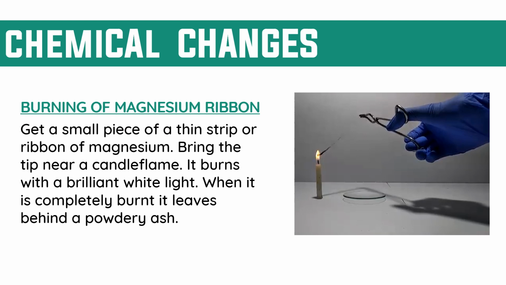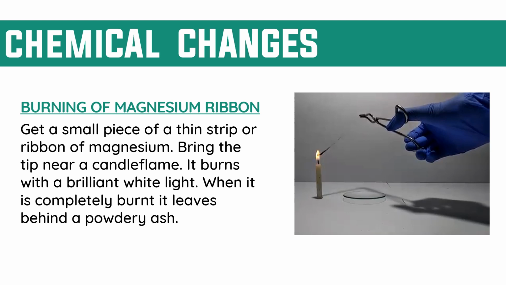Chemical changes. For studying chemical changes, we have to look at some activities. The first activity is burning of magnesium ribbon. Magnesium is a metal, and it is available as a ribbon, a small thin strip. For this activity, we take a thin strip of magnesium. Before burning the magnesium ribbon, first we have to clean the tip using sandpaper.